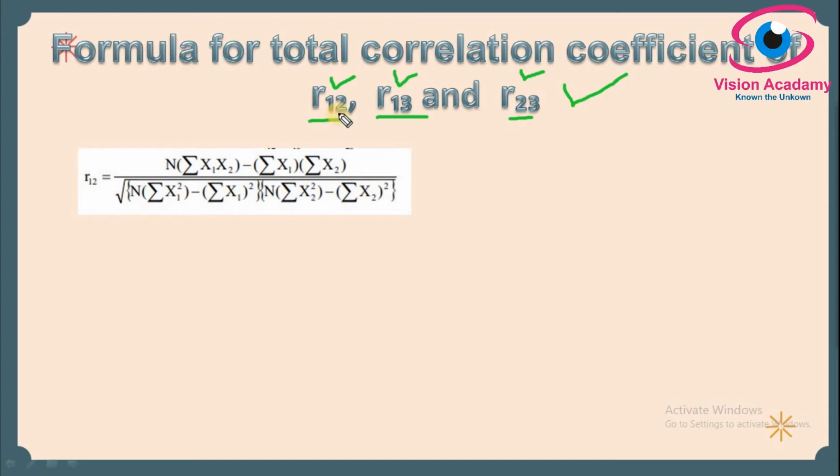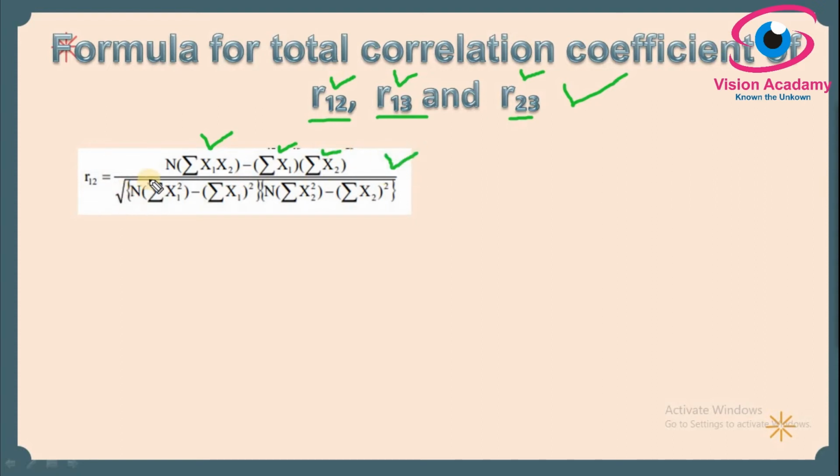Firstly, R12. Here R12 is for n number of observations, and we need two variables, x1 and x2. So summation x1 x2, minus summation x1 into summation x2. This is very easy because we already know how to calculate correlation. After understanding correlation, we come to multiple correlation. This is the formula of correlation only.